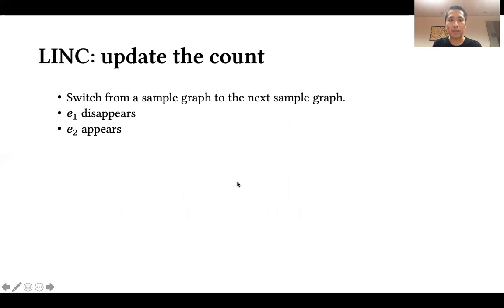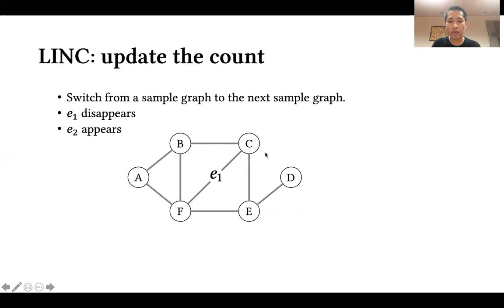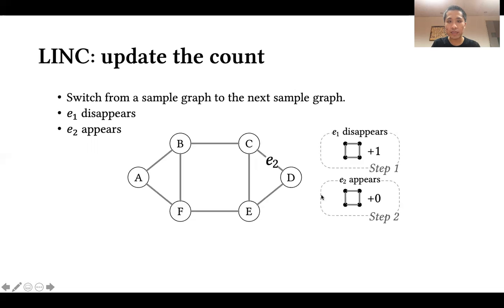Here we give an example to show how we update the count from one sample to the next sample. In this small graph, the edge E1 appears. That's because a new rectangle appears, BCEF, so the number increases by 1. Next, edge E2 appears. No new rectangle appears and no existing rectangle disappears. Thus, the number remains the same. In total, the number increased by 1.